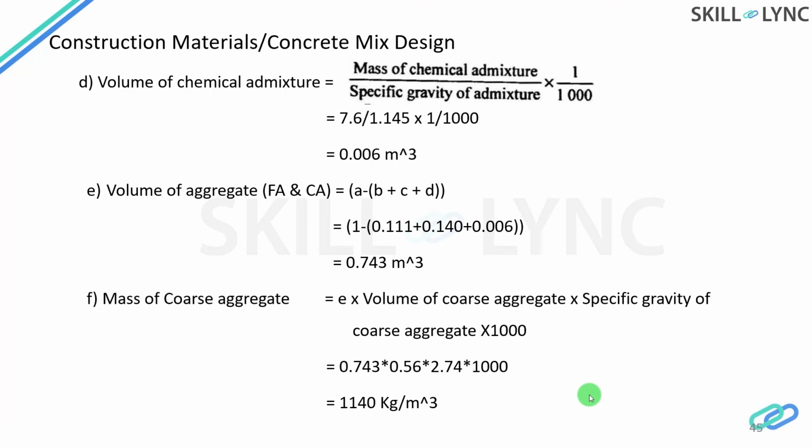Next we have to calculate the mass of coarse aggregate. We have calculated all the volumes. Next is the calculation of mass of coarse aggregate, which is calculated using the formula E into, where E denotes the volume of the total aggregate. That is the value which we have calculated above. So it is E into volume of coarse aggregate into specific gravity of coarse aggregate into 1000. So it is 0.743 into 0.56 into 2.74 into 1000, which is equal to 1140 kilogram per meter cube.